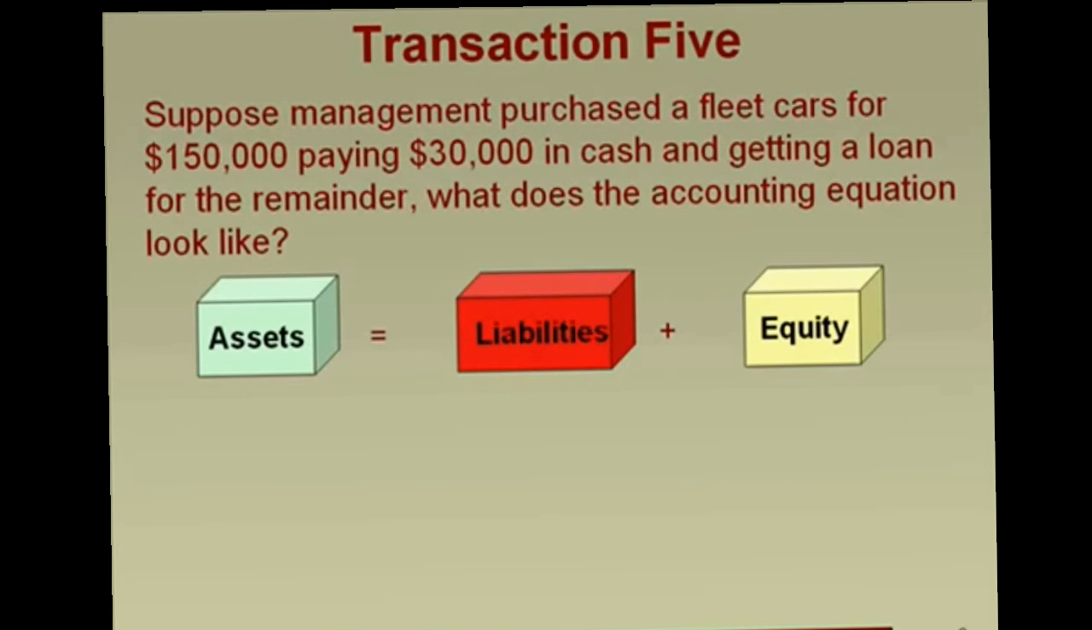Transaction 5. Suppose management purchased a fleet of cars for $150,000, paying $30,000 in cash and getting a loan for the remainder. What does the accounting equation look like?